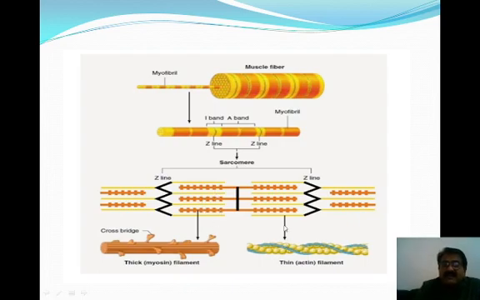Then, as we already know, there are thin bands and thick bands. The thick bands are the dark ones, and the lighter bands are the thin bands. In the thick band there is myosin, and in the thin band there are actin filaments. So myosin and actin are the two important proteins present in the myofibrils.